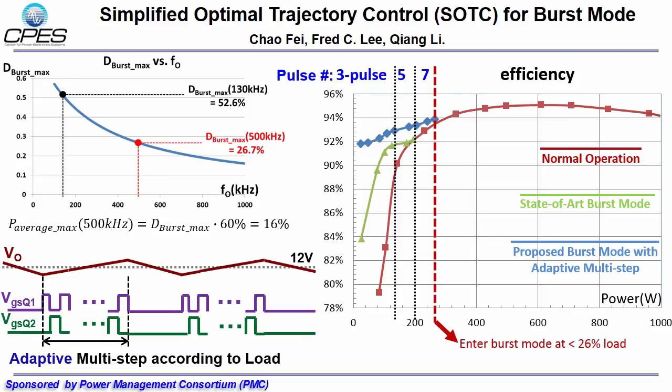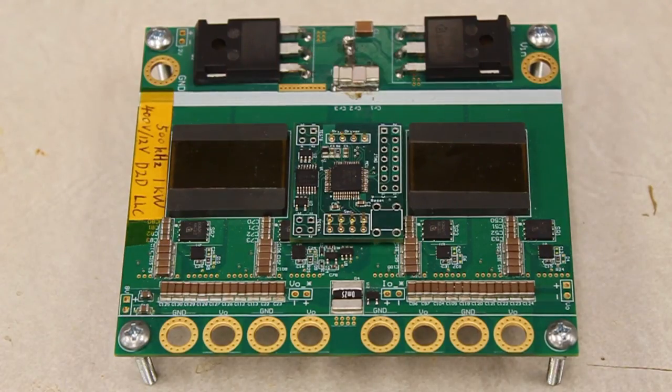The converter enters burst mode at 26% load and can achieve 91.8% efficiency at even 2.4% load. This is a 500 kHz LLC converter. The input is 400 volt. The output is 12 volt. A matrix transformer is used for high output current design.